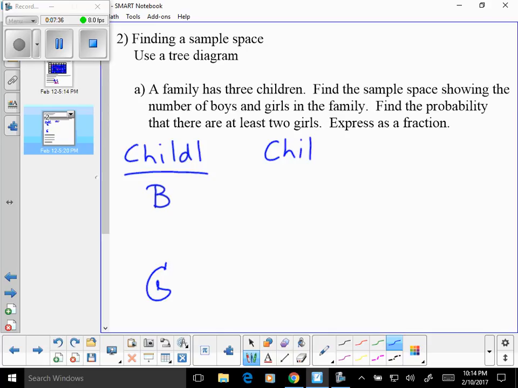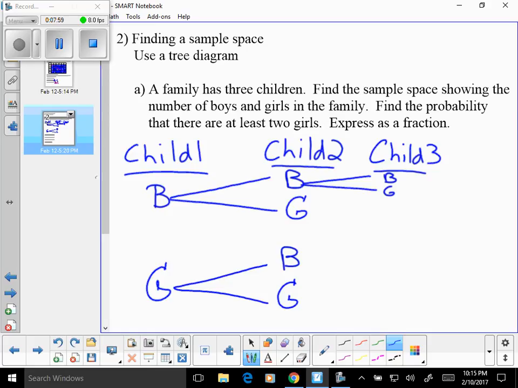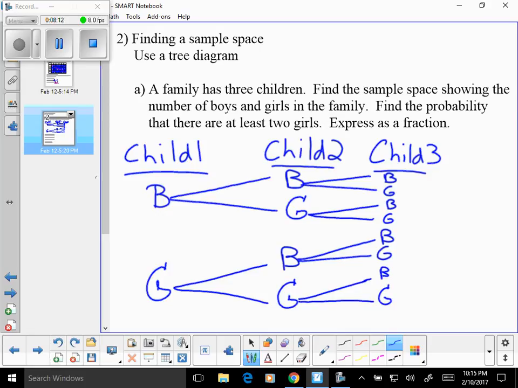Child 2. You could have a boy first followed by another boy, or a boy first followed by a girl. You could also have a girl first followed by a boy, or a girl first followed by a girl. With child 3, this boy could be followed by a boy or a girl. The girl could be followed by a boy or a girl. The boy could be followed by a boy or a girl. This girl could be followed by a boy or a girl.